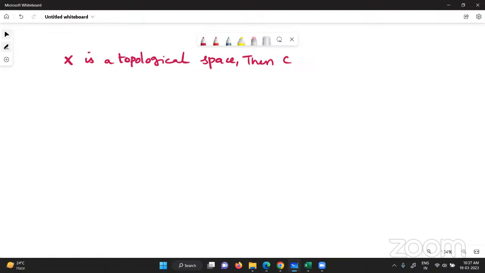Yesterday I proved that the sum of two continuous functions is continuous. The page number is 44. I just want to revise these theorems which are important.